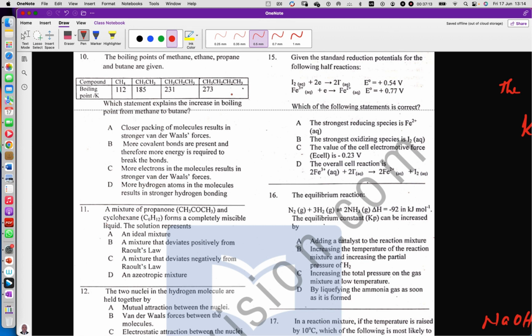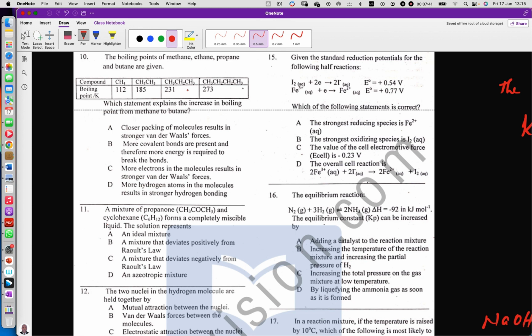And electrons can only increase with increasing molecular mass. So in that case, we are saying that the number of electrons will be increasing from methane. The number in ethane is greater than the one in methane, the one in propane is greater than the one in ethane, and the one in butane is greater than the one in propane.